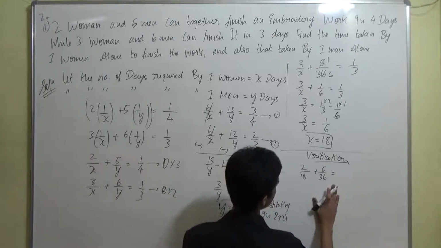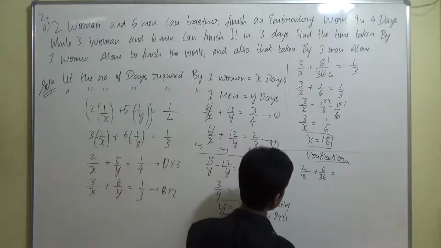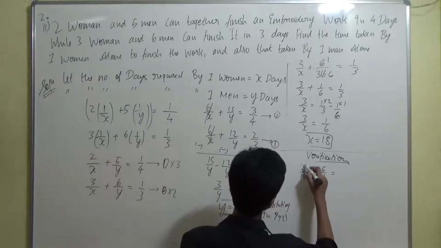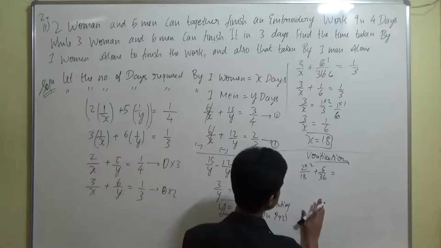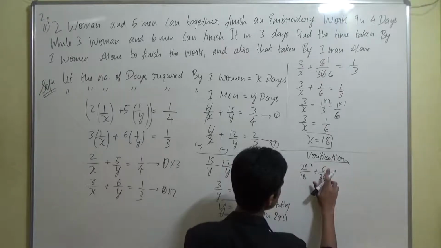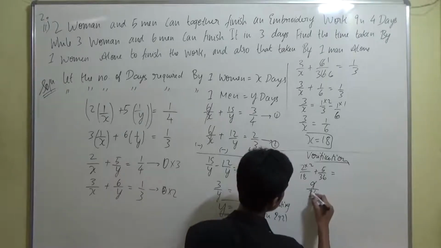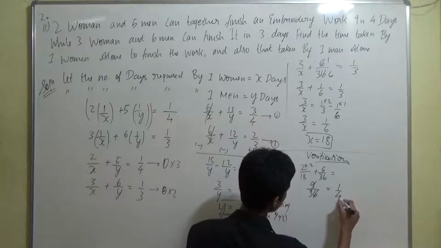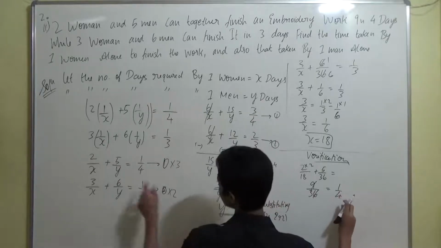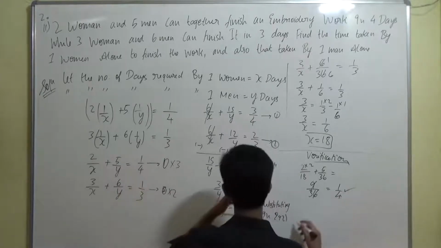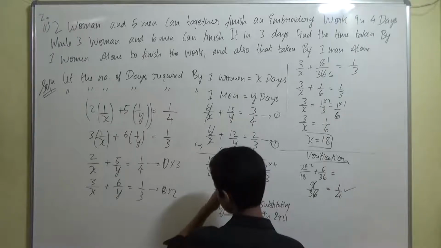Now here what will happen? Here you have to take the LCM, right? So this becomes into 2. LCM is 36. This is 4 plus 5, 9 by 36, since the LCM is 36. So 9 by 36 is 1 by 4, which is equal to RHS. Hence verified.